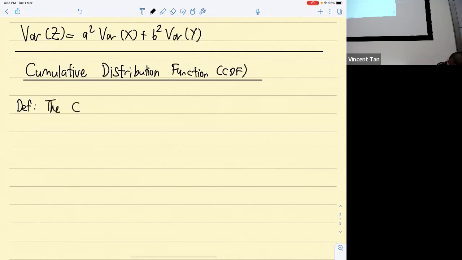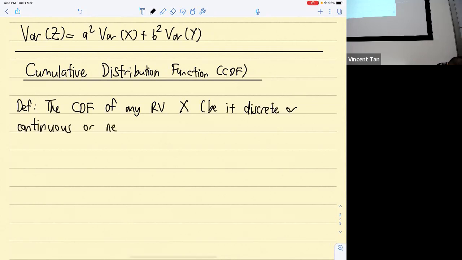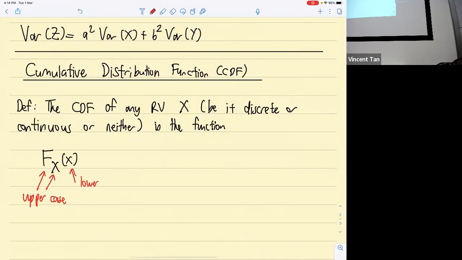Okay, so what is it? The cumulative distribution function of any random variable x, be it discrete or continuous or neither, there are random variables that are neither discrete nor continuous, is the function denoted by capital F, subscript capital X, of little x. So these things here are uppercase and this is lowercase. It is really important to write this properly. And what is this function? This function is nothing but the probability that X is less than or equal to x. And here it makes a big difference that this is less than or equal. Don't put strictly less than. This is the definition.